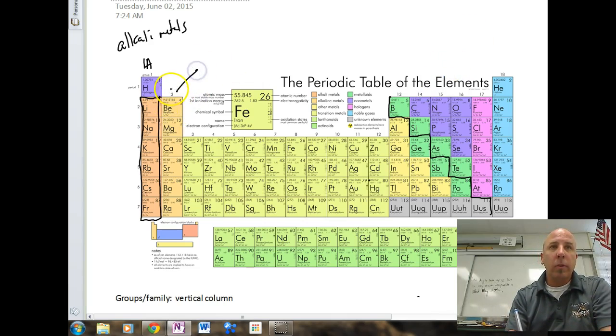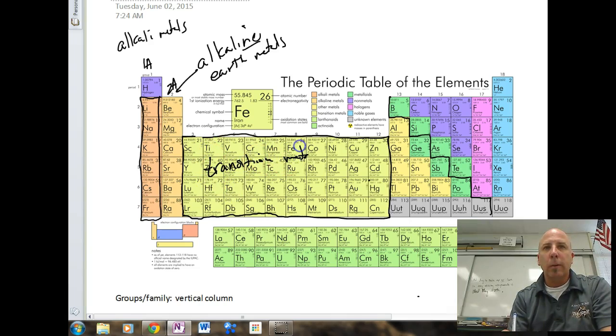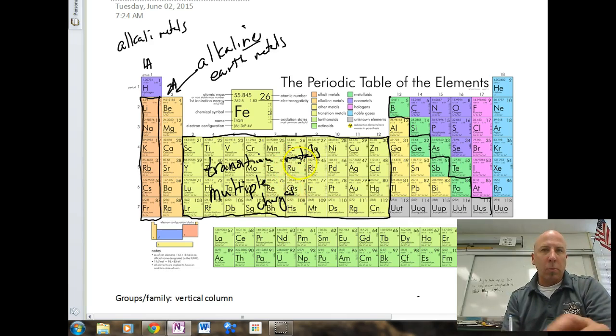Here we have our 2As, which are our alkaline earth metals. In the center of the periodic table, going all the way across to here, these are all our transition metals. And oftentimes these transition metals are characterized by having multiple charges when they form ions, with a couple exceptions that we'll take a look at later on in this class as well. But those are transition metals.